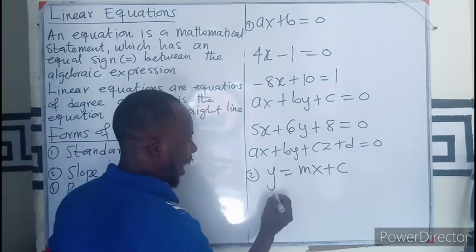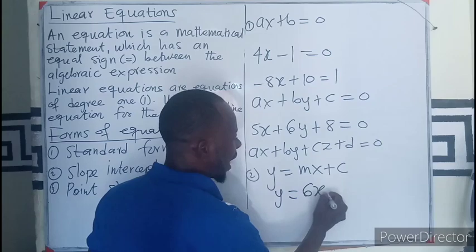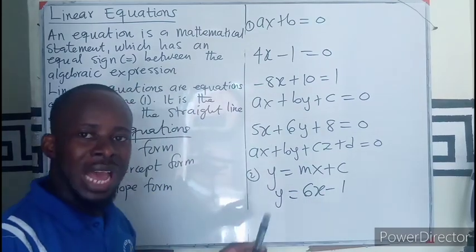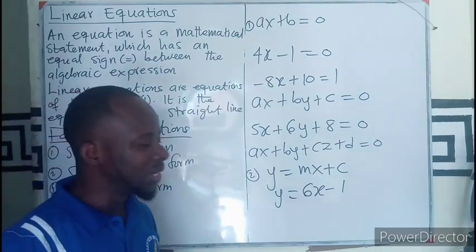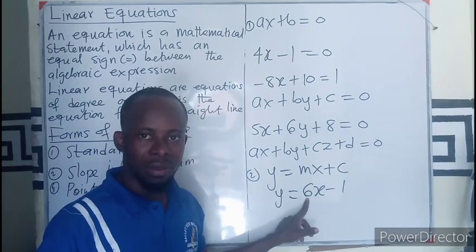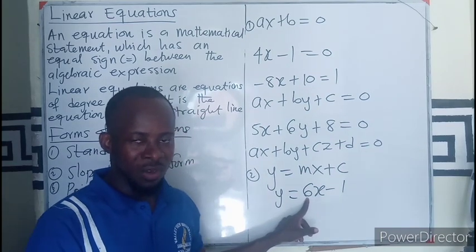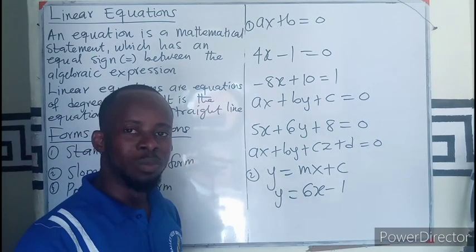So we can have something like y equals 6x minus 1, and you'll be asked to find the gradient of this equation, which is going to be 6. The gradient is the number in front of x. So that is going to be 6.